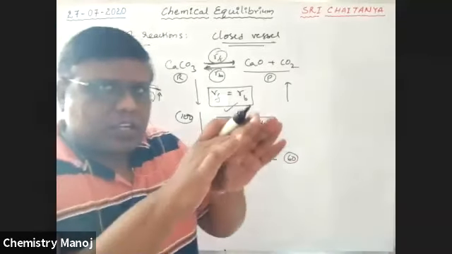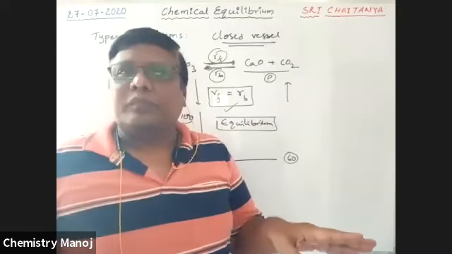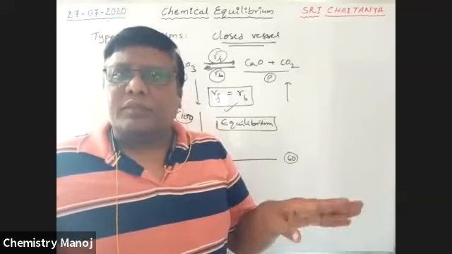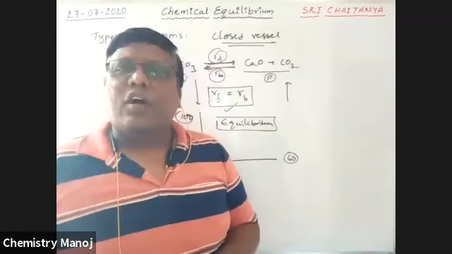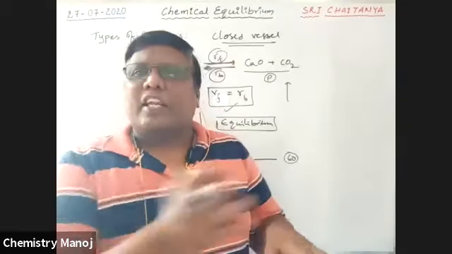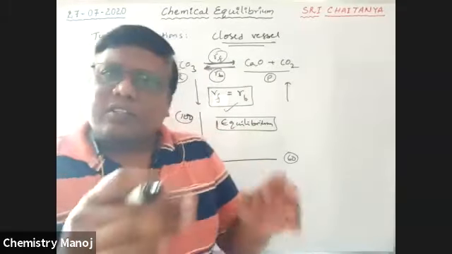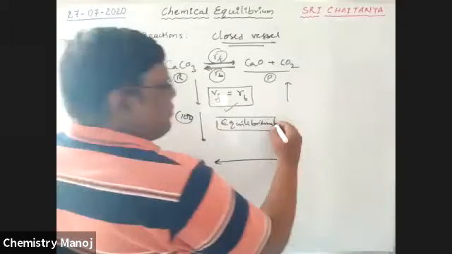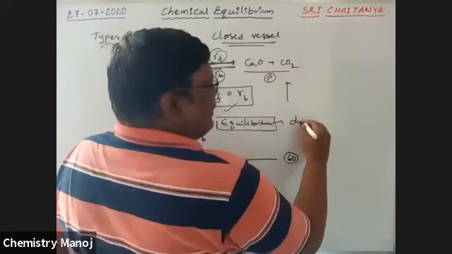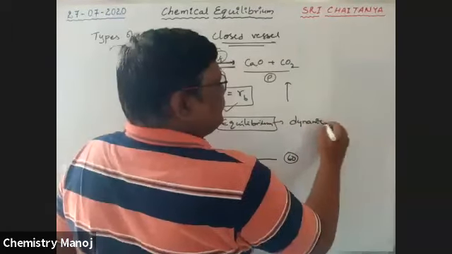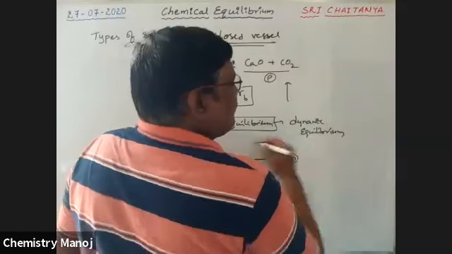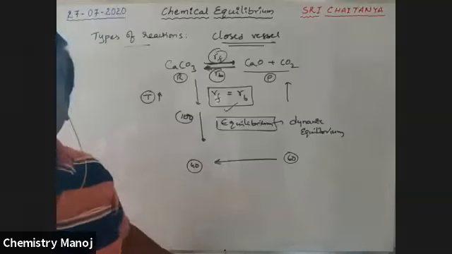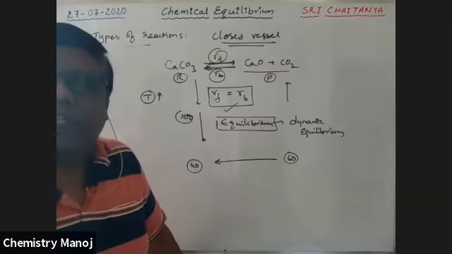Those reactions are not stopped and never stopped, but the net reaction is zero. They are taking place simultaneously. So that particular equilibrium is called the dynamic equilibrium state.